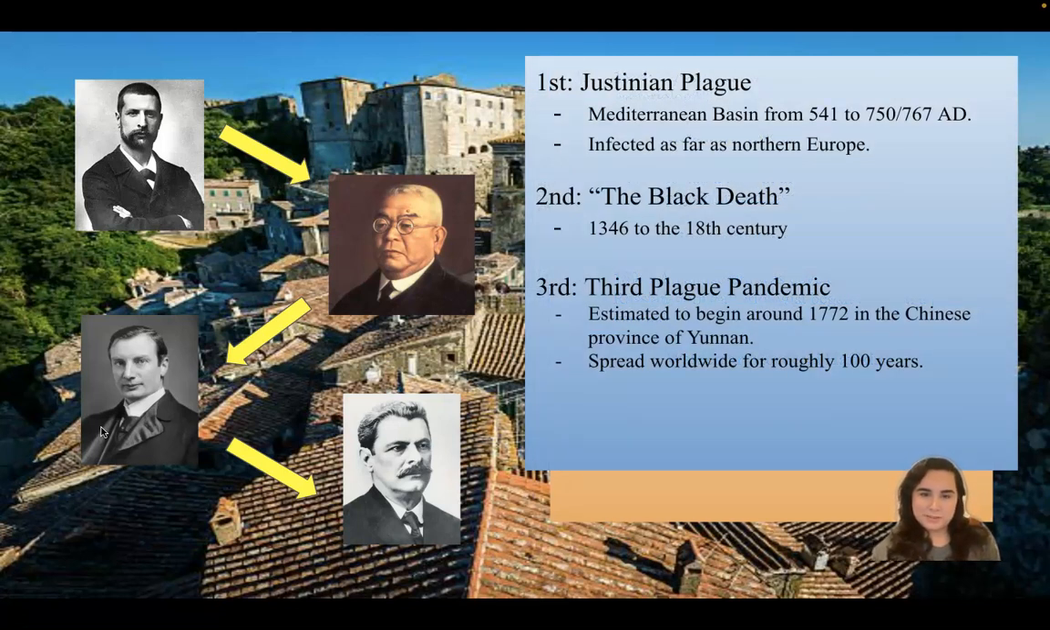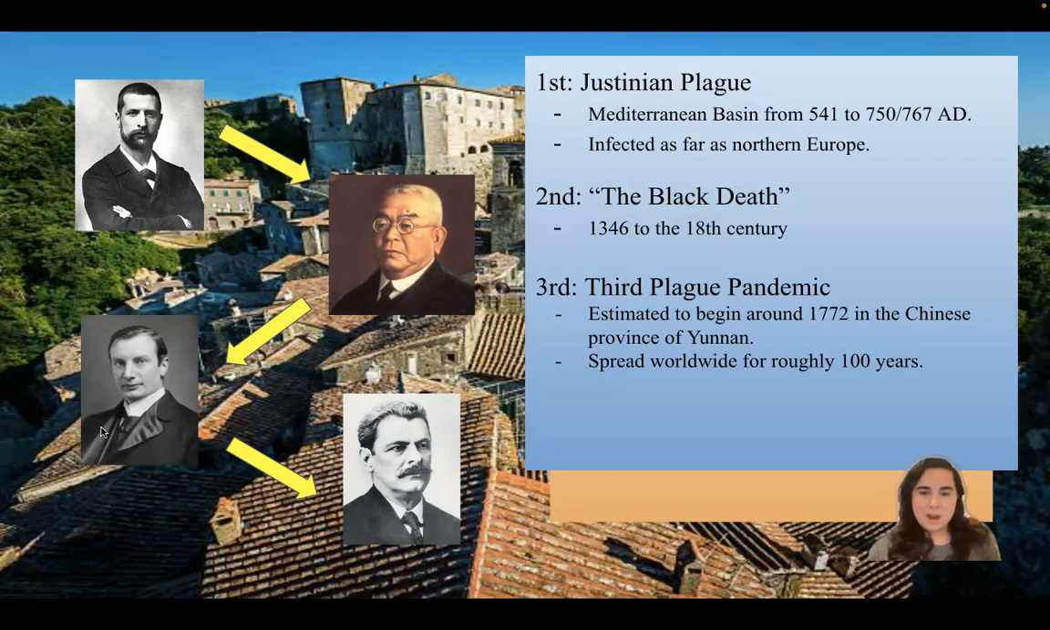There were three major epidemics of bubonic plague throughout history, even though it existed centuries before that. But the three most horrific cases were one, the Justinian plague that started in the 500s around the Mediterranean basin, and it infected people as far as the northern territories of Europe, such as English and French territories.